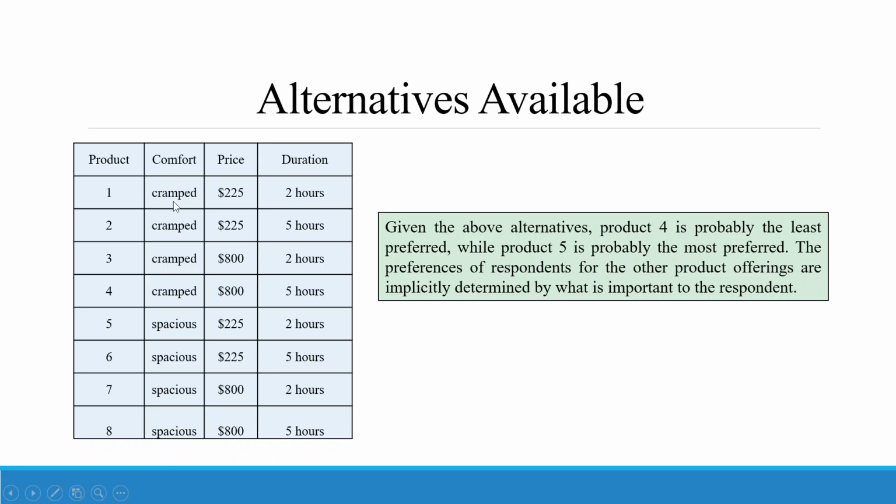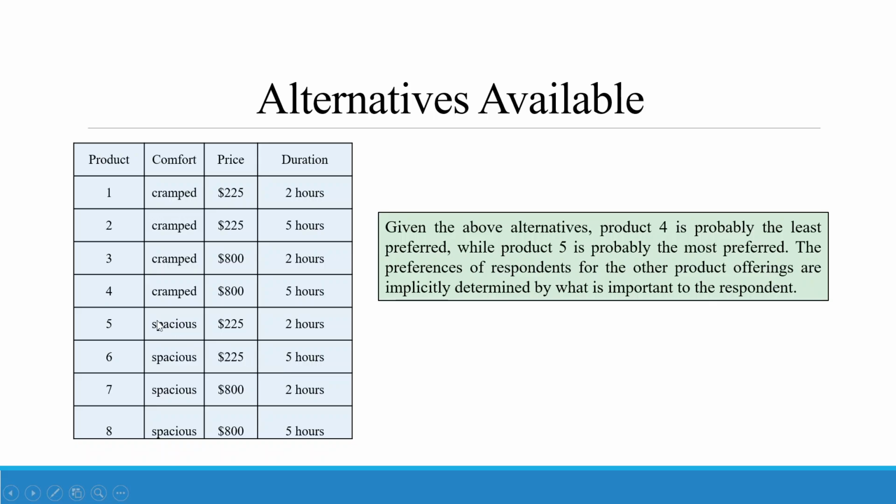So first, the comfort is cramped, price $225, duration 2 hours. Second, cramped, $225, 5 hours. Third, cramped, $800, 2 hours. Fourth, cramped, $800, 5 hours. Fifth, spacious, $225, 2 hours. Sixth, spacious, $225, 5 hours. Seventh, spacious, $800, 2 hours. Eighth, spacious, $800 and 5 hours.